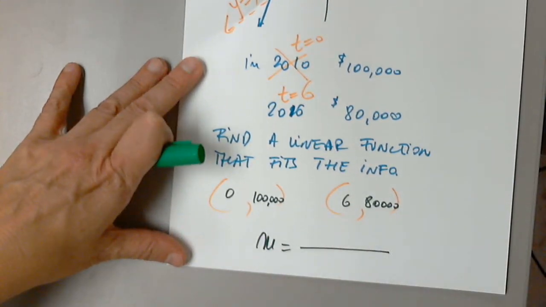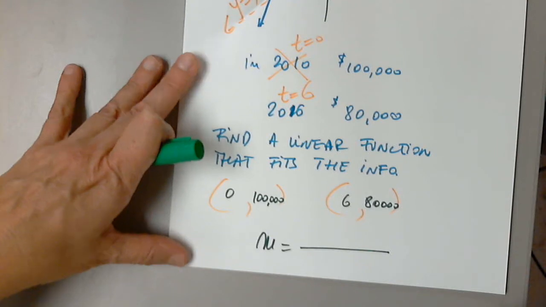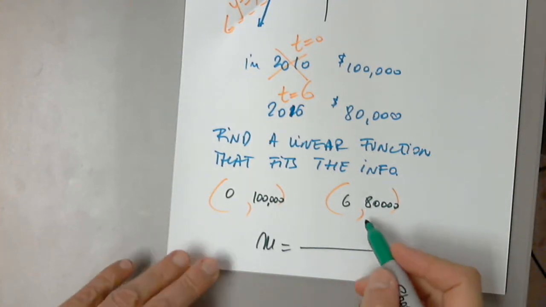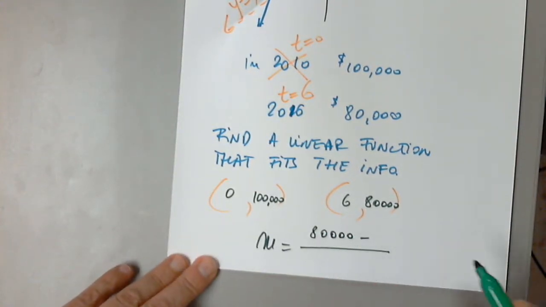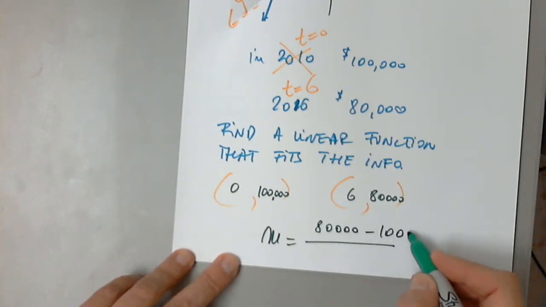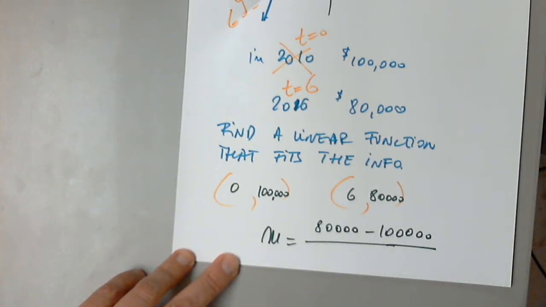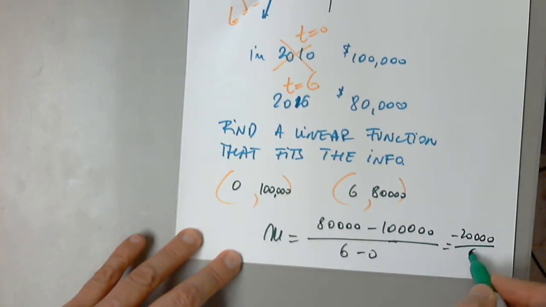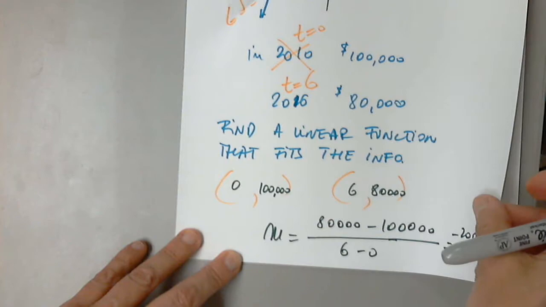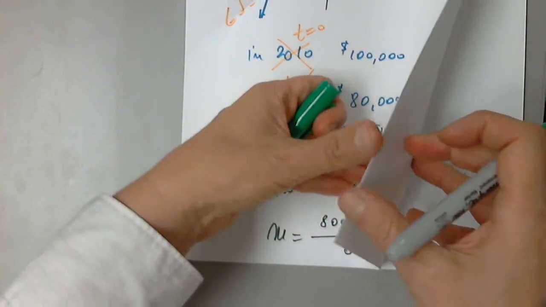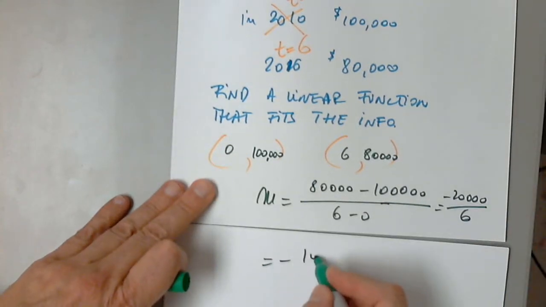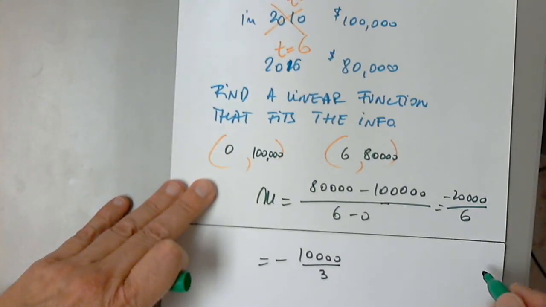And what is the slope? You expect the slope to be a positive number or a negative number? Negative. Correct. So then you will say 80,000 minus 100,000 divided by 6 minus 0. So this is negative 20,000 divided by 6, and simplify it as negative 10,000 divided by 3.